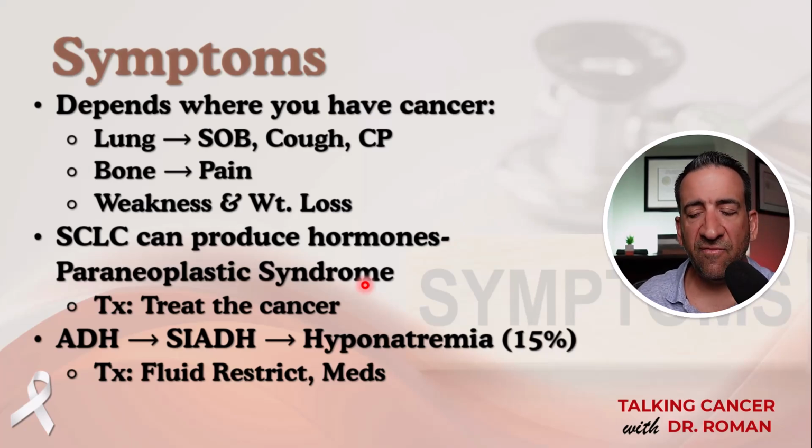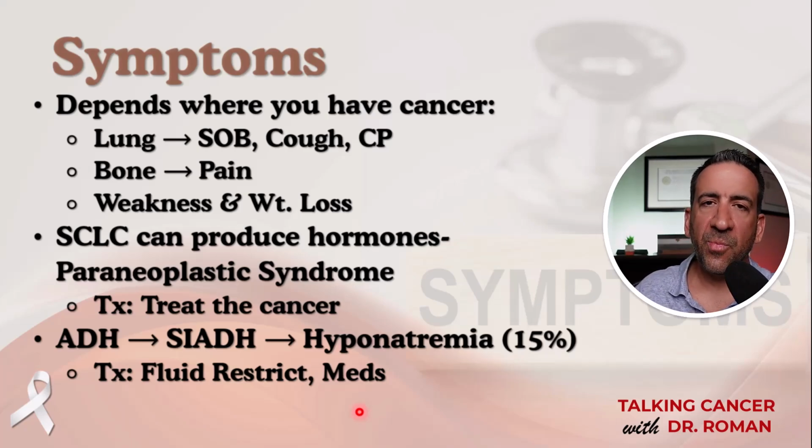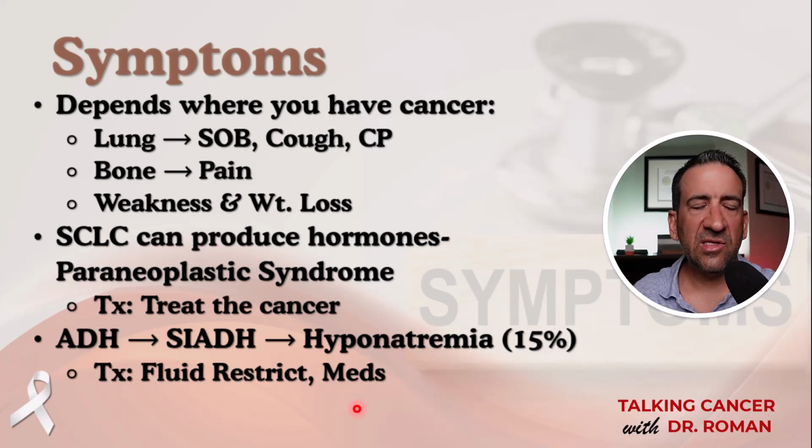The most common of which is what we call SIADH, so it's antidiuretic hormone. The tumor can produce antidiuretic hormone, and what this does is that it decreases your sodium levels. So you develop what we call hyponatremia. And again, it's not that common. It happens in about 15% of cases. I do see it from time to time. And the most important treatment for all of these paraneoplastic syndromes is that you treat the cancer first, because as the cancer improves, the paraneoplastic syndrome improves.